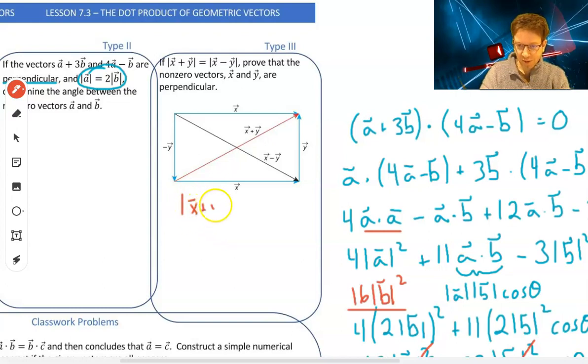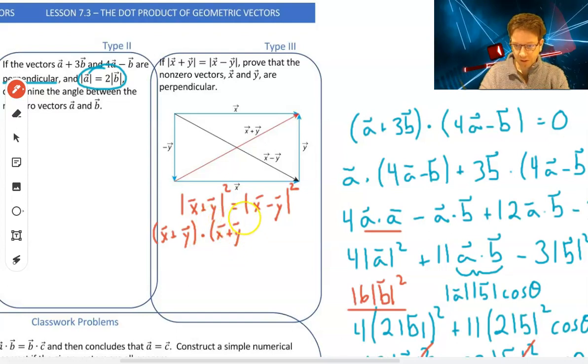So the magnitude of x plus y equals the magnitude of x minus y. Okay, well, I can start by squaring both sides. Now essentially I'm going to use the magnitudes property, but the other way around from the previous question. So I know that this magnitude squared, I can just write it as the dot product with itself. So x plus y dot x plus y. Right? So the dot product with itself gives us that magnitude squared.